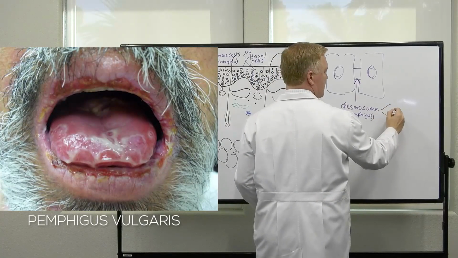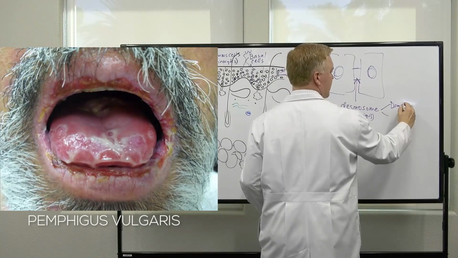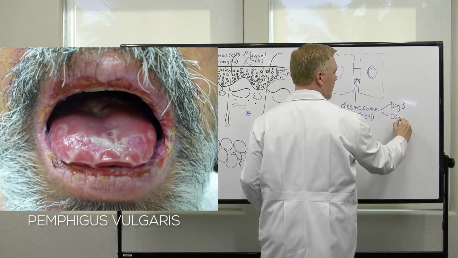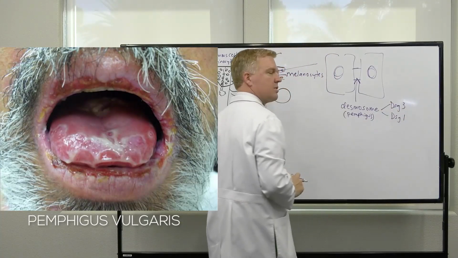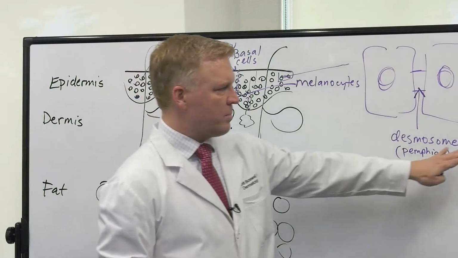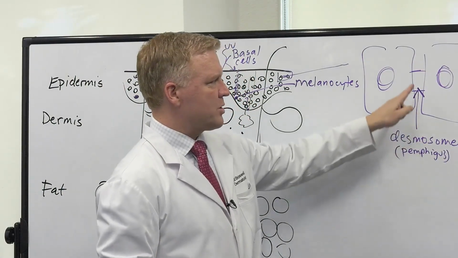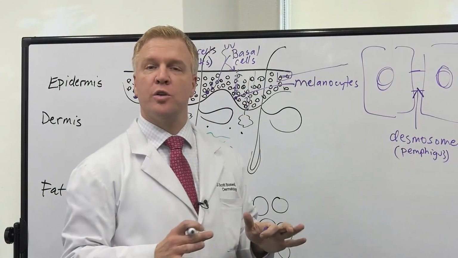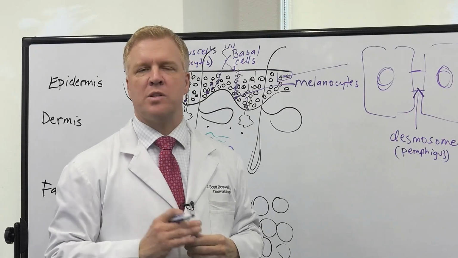This desmosome is either made of a protein called desmoglein 3 or desmoglein 1. Don't worry about that too much right now. It'll become more clear when we talk about pemphigus. Just know that these are the proteins that make up the desmosome, the intercellular glue or protein between individual keratinocytes in the epidermis.